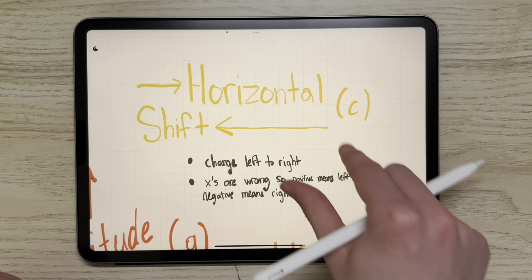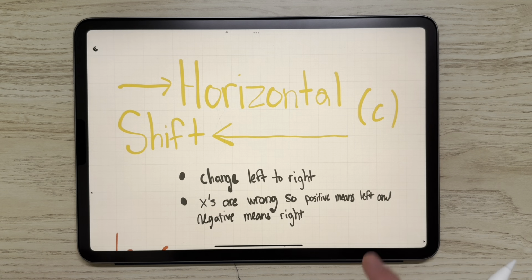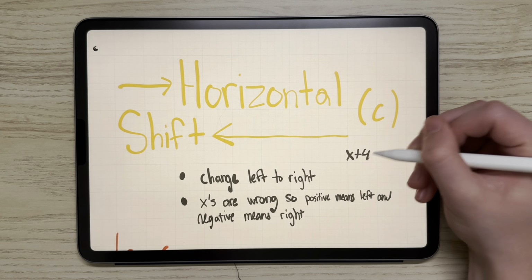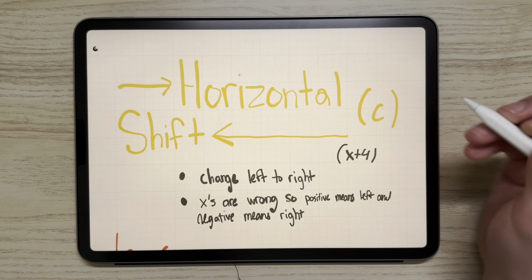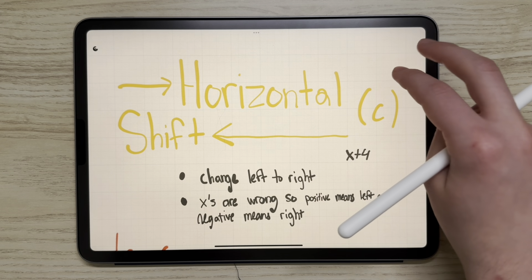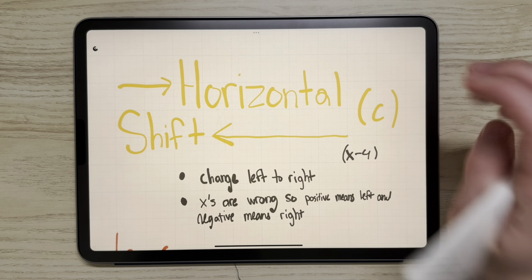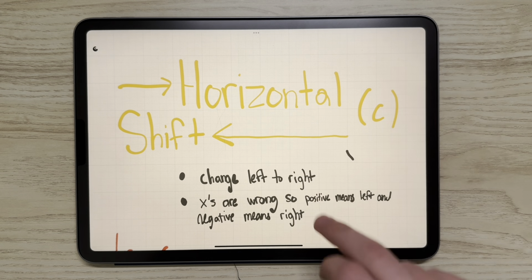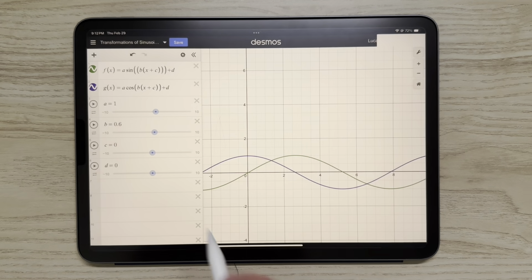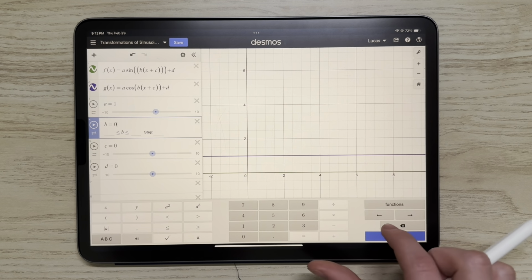Now let's move on to horizontal shift. This is the letter c. This is just the change left to right of the function, just like the vertical shift. And x's are wrong, so if you have x plus 4, that means a shift 4 units to the left. And if you were to have x minus 4, that would be 4 units to the right. I'm going to show that on Desmos again. So I'm going to make this 1.